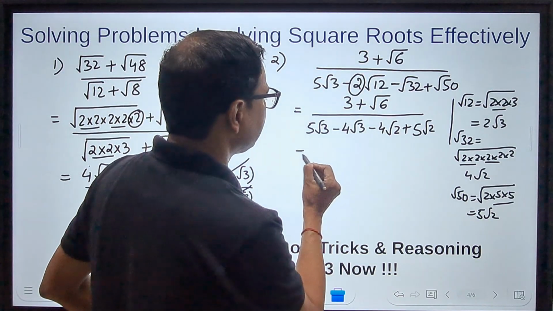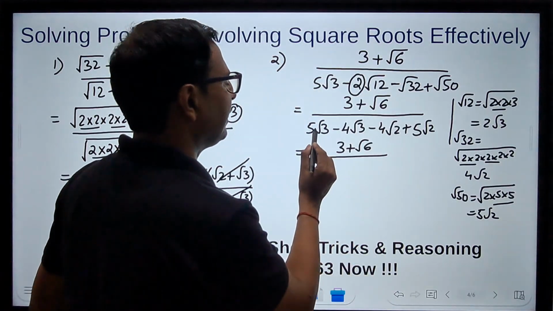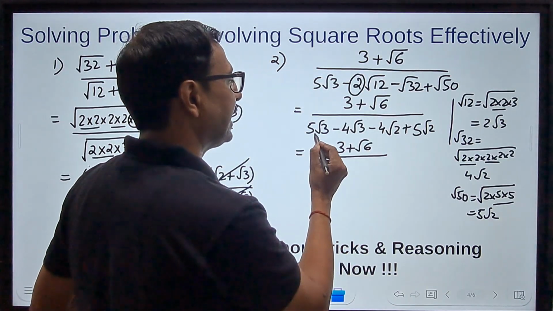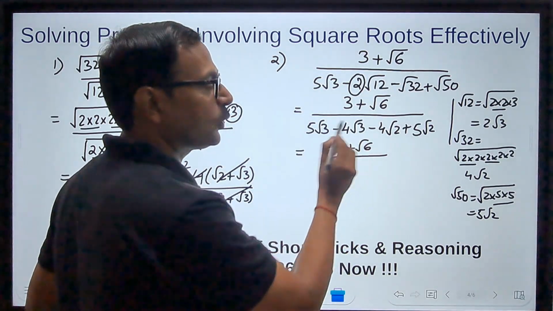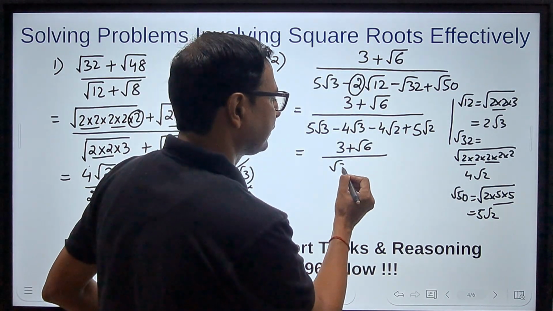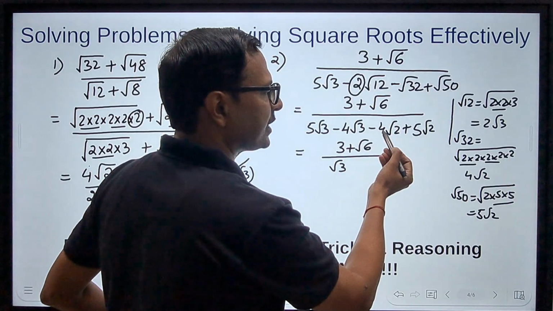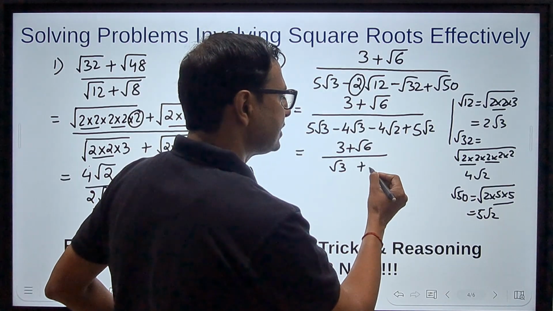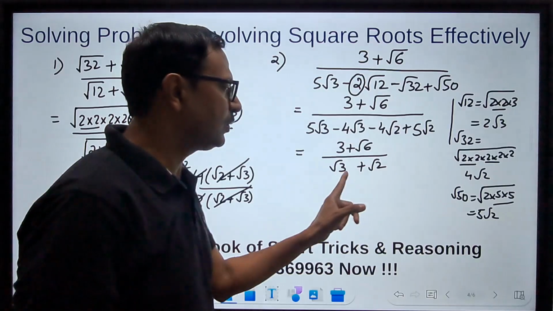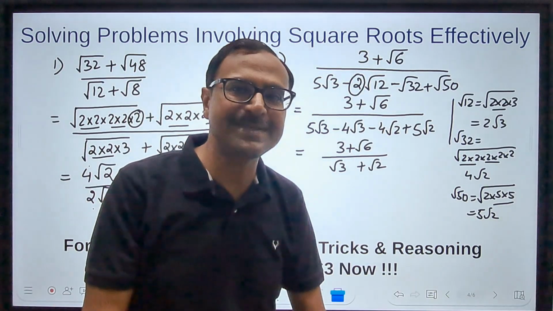Let's identify like terms. 3 plus root 6 over 5 root 3 minus 4 root 3. They are like terms, right? They are like 5x minus 4x. So 5x minus 4x is x. So that is root 3. 5 root 2 minus 4 root 2 is like 5x minus 4x, which is again x. So plus root 2. And there you go. You have something, right?